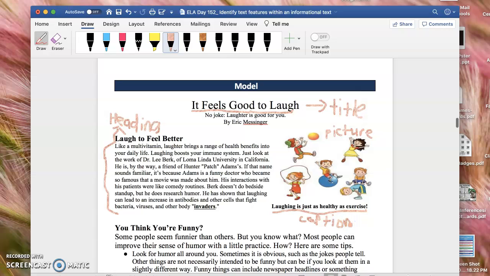Good. All right. And so another text feature that I see, you think you're funny, is in bold letters. This is another heading, right? Because we have another paragraph. And so instead of it talking about how laughter makes you feel better, it's talking about how some people are funnier than others. Okay, and so this is our second heading. Okay? All right.